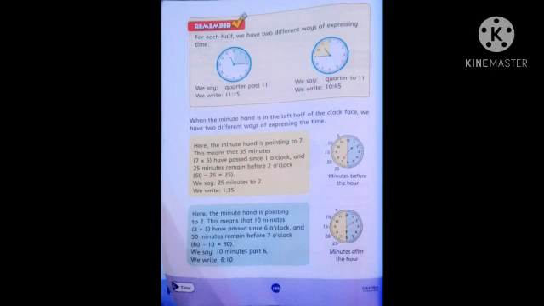Okay, come to the next clock. Here, the minute hand is pointing to 2. This means that 10 minutes, 2 multiplied by 5, have passed since 6 o'clock and 50 minutes remain before 7 o'clock. 60 minus 10 equals 50. And we say 10 minutes past 6. We write it 6:10.